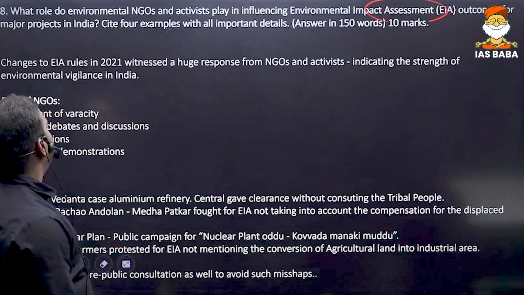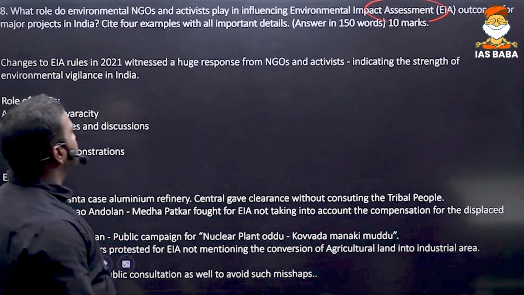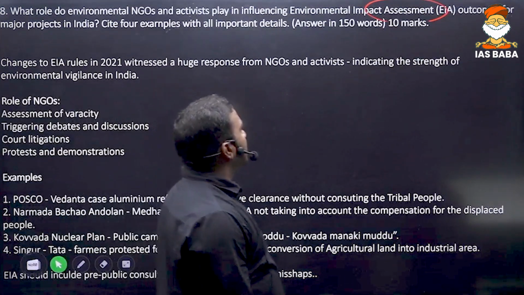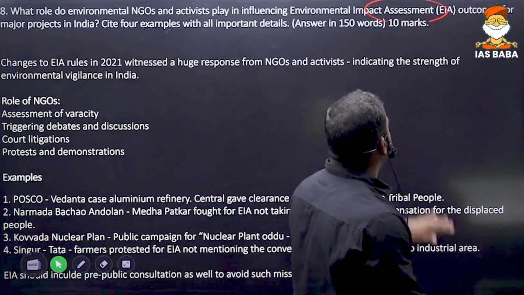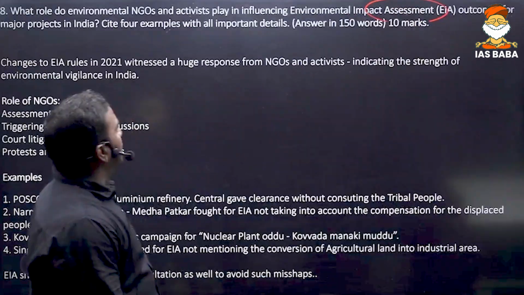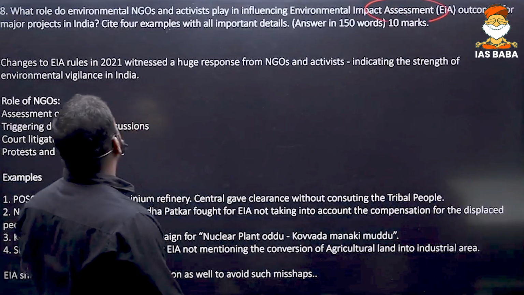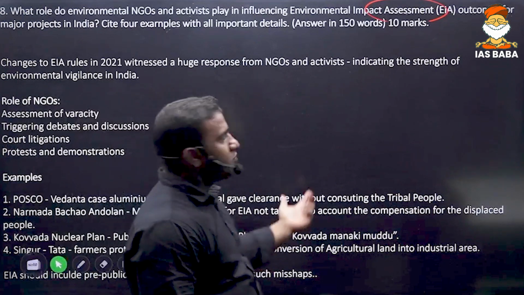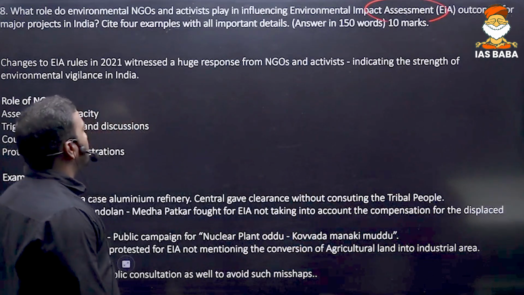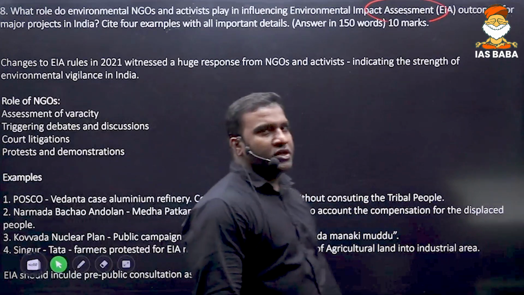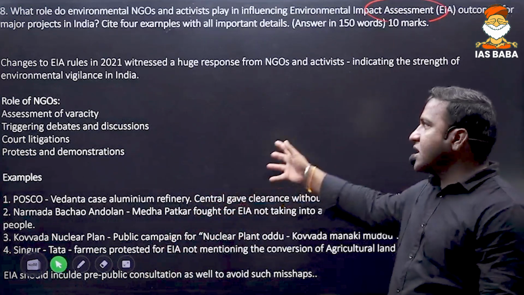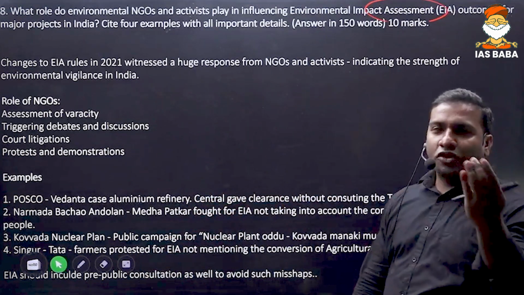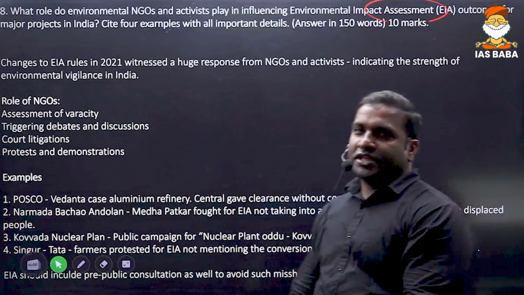Then, what role do environmental NGOs and activists play in influencing environmental impact assessment outcomes for the major projects in India? Obvious. Then cite 4 examples with all important details. This is the new pattern that UPSC has come up with, like cite 4 examples, write 3 details, all those.